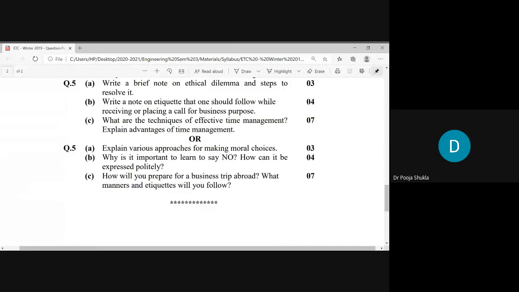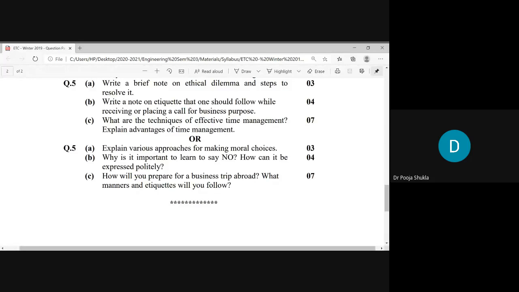In the OR question, you have to explain various approaches for making moral choices. So I hope you know the three approaches: the virtue approach, the duty framework, or the duty approach, and the consequentialist approach, right, for making a moral choice. We had that. Next, why is it important to learn to say no, and how can it be expressed politely? Here, you are supposed to write about learning to say no, and how you wish to learn how to say no. And then we have tips of expressing a no. That's what you write over here.